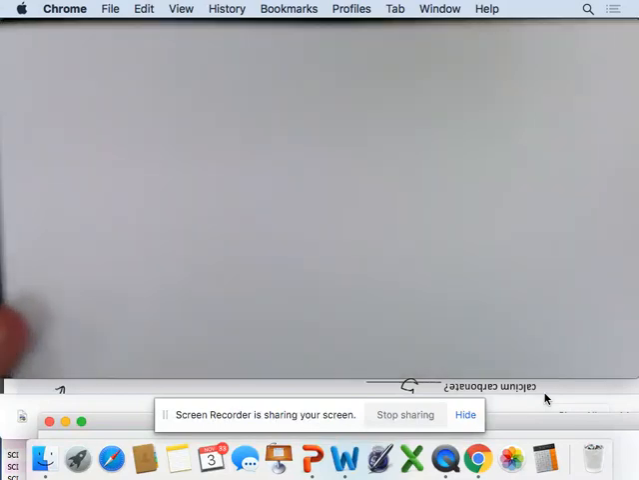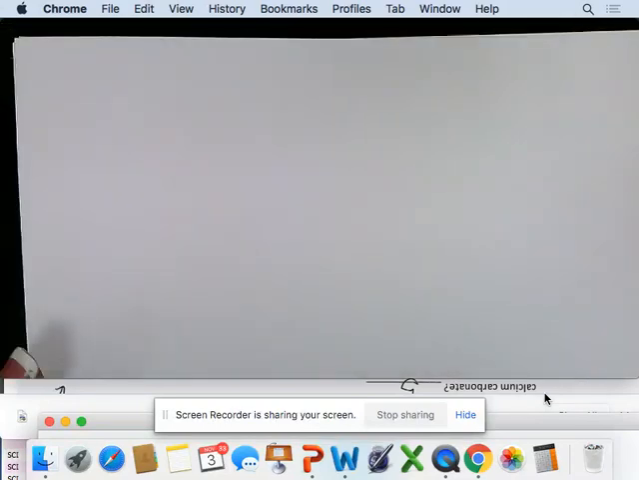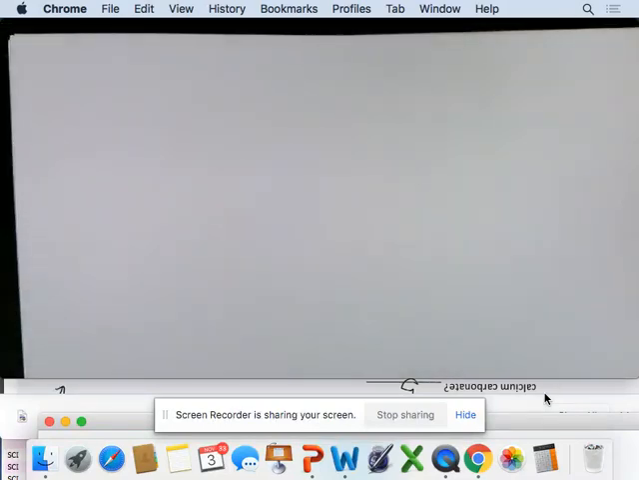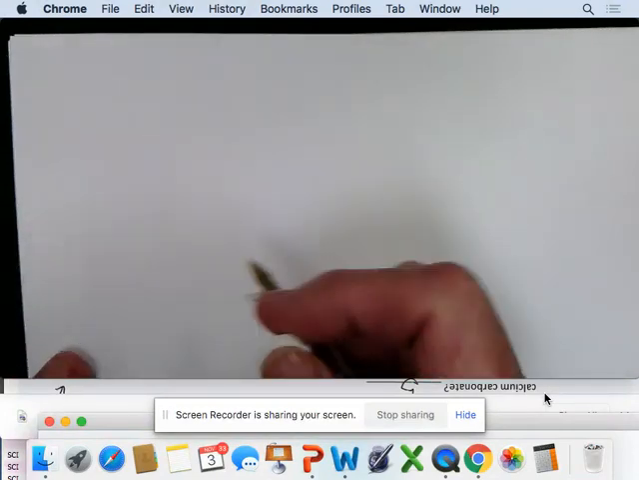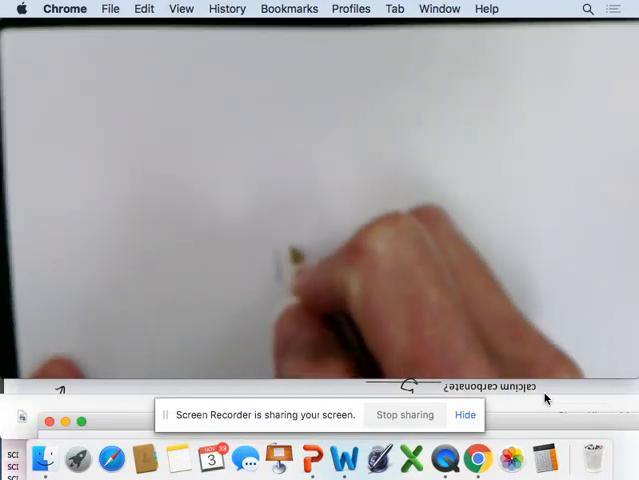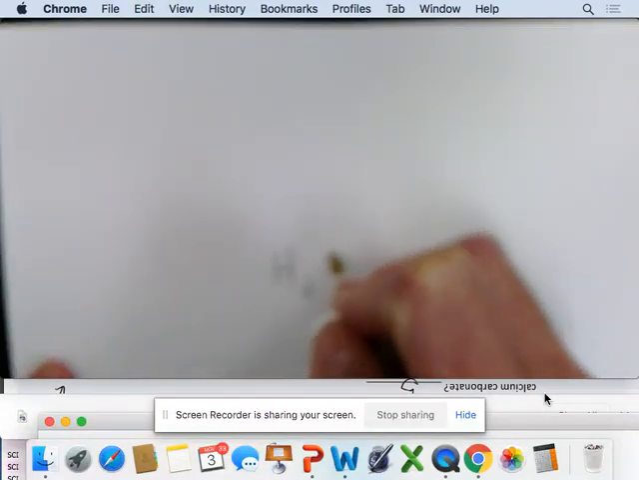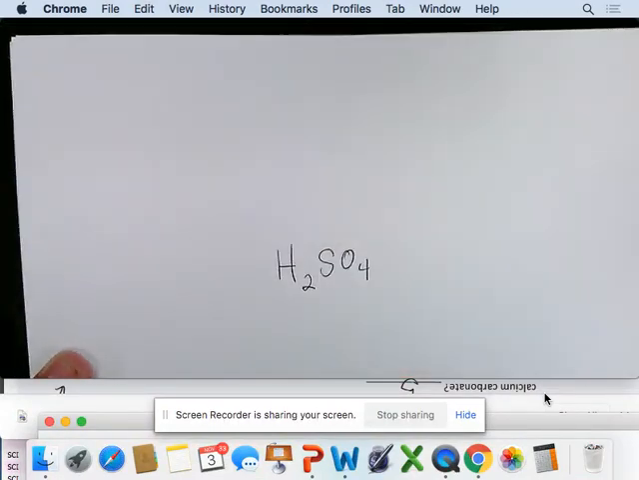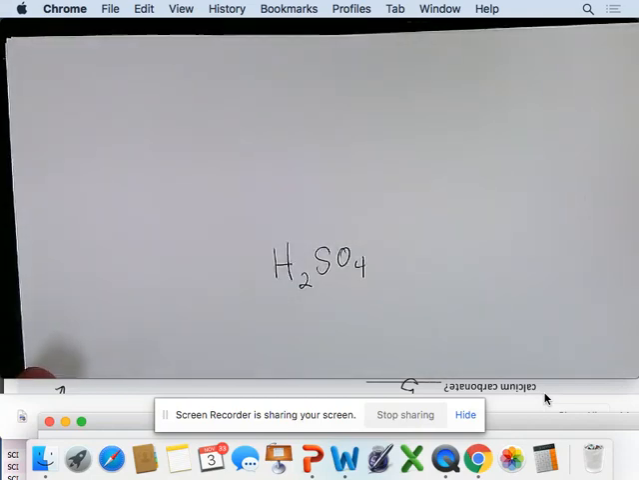Okay, so your lesson today is on how to read chemical formulas. And remember, the chemical formulas go with compounds, which are pure substances made of two or more different chemical elements bonded. All right, so let's say we have a compound like H2SO4, which is the chemical formula for sulfuric acid.